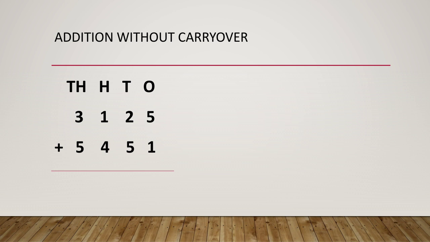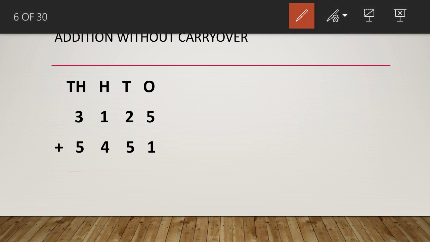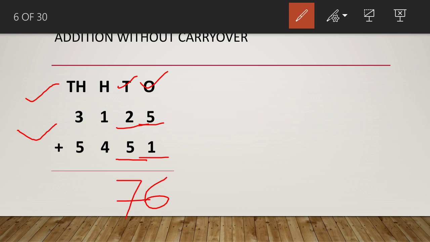Now let's study addition without carryover. Here we have two numbers, 3125 and 5451. So let's start adding the numbers from the ones place. The numbers are 5 and 1. So 5 plus 1 is equal to 6. Now we will add those numbers which are at the tens place, and the numbers are 2 and 5. So 2 plus 5 is equal to 7.